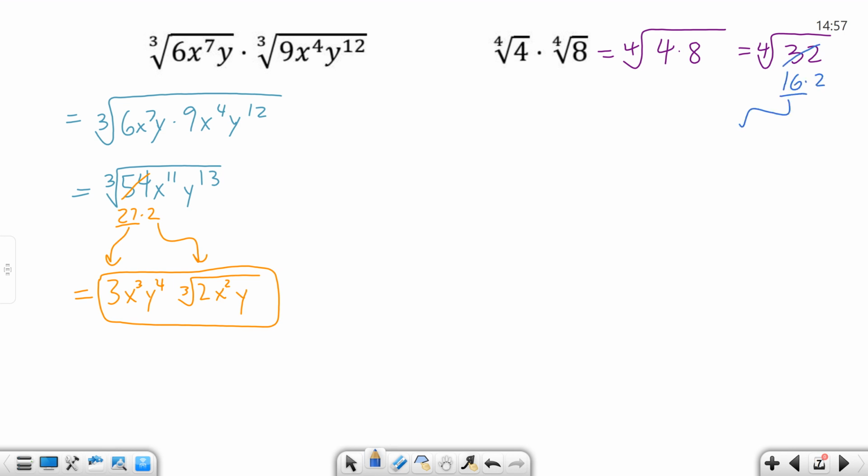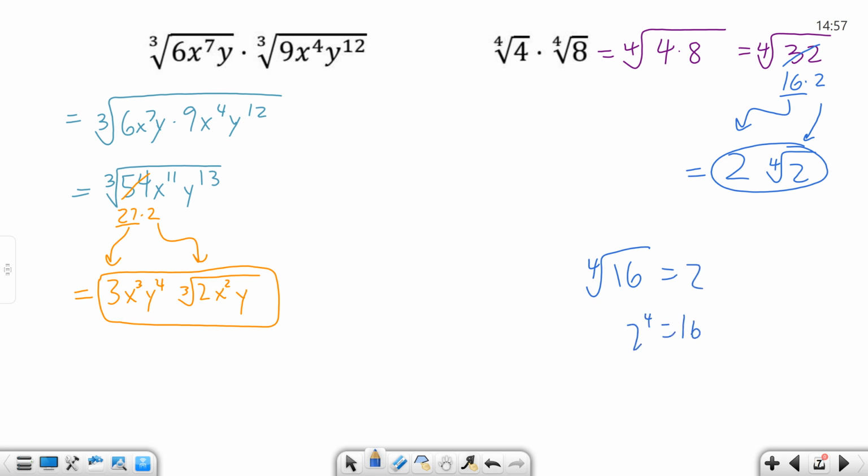This we are going to break up into 16 times 2, because the 4th root of 16 is 2, and then the 4th root of 2, this 2 stays under here, okay? This 2 does not come from that 2, no. It comes from 16, because the 4th root of 16 is 2, or 2 to the 4th equals 16, okay? That's where that comes from, all right?